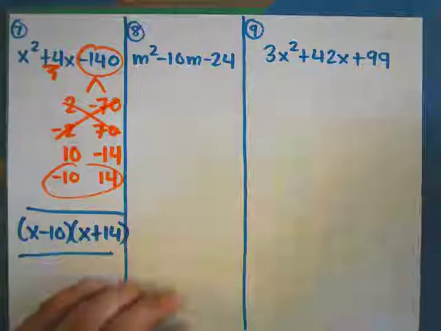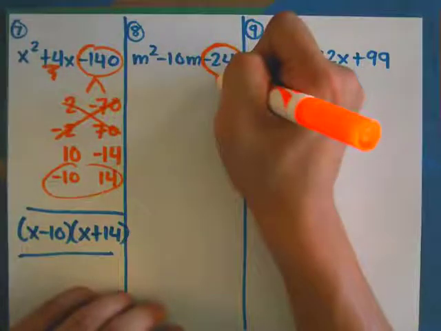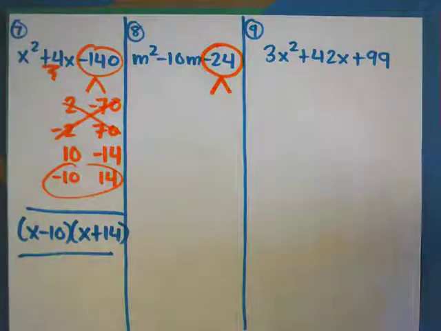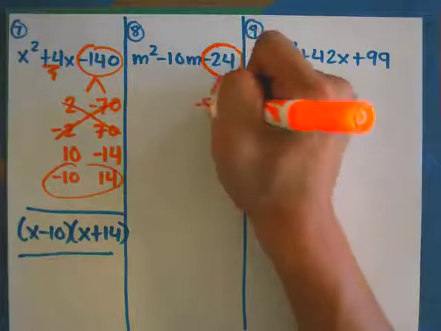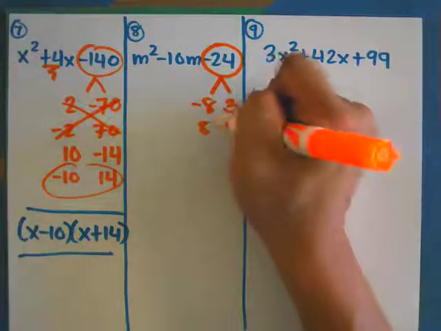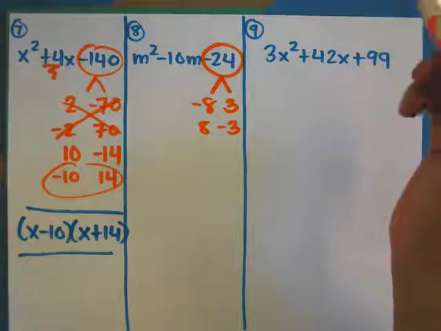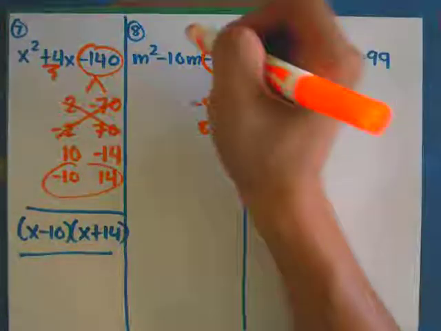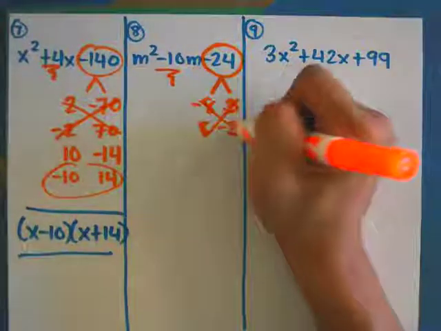I hope not. Okay, negative 24. I've listed down a couple of the pairs before, and so maybe I'll just list it down just a little bit more. Negative 8 times 3, 8 times negative 3, but these are going to add up to negative 5 and positive 5. We want negative 10. They're not going to work.